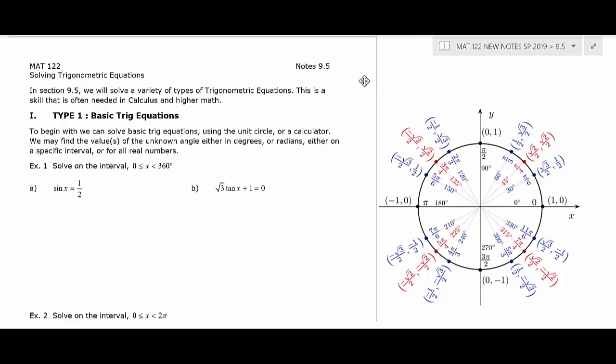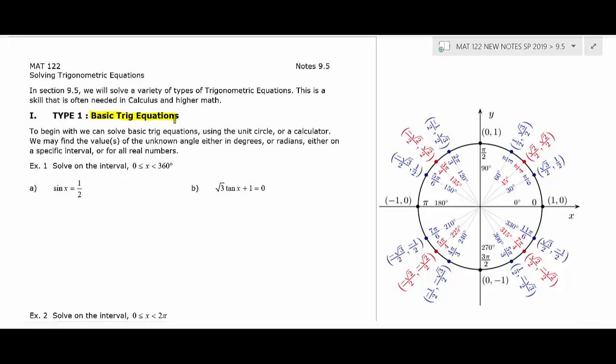What we're going to be looking at is trigonometric equations. To begin with, we're going to start with several categories of these. The real basic ones are the ones that we're going to begin with, and these are ones that mostly you can interpret from the unit circle in reverse.